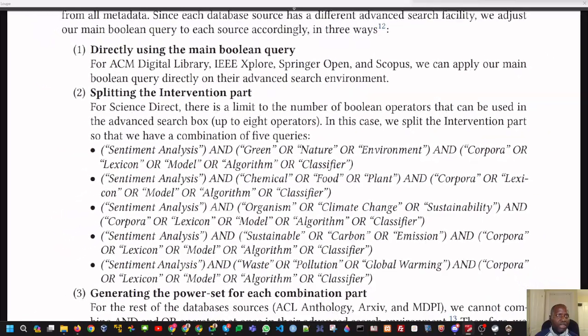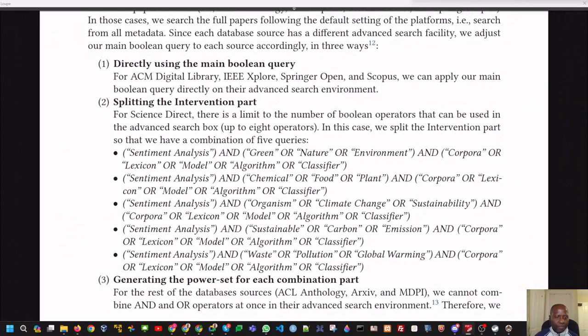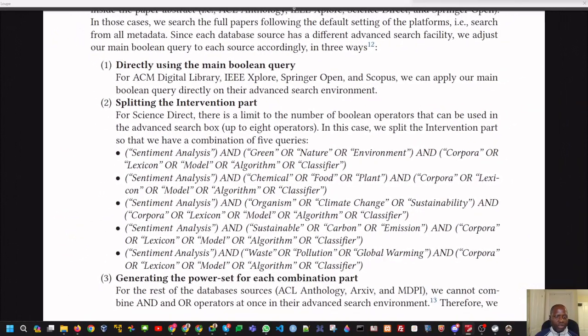Notice also that the AND operators are very important. Right. It is also possible to run your query across some of these other databases, just to make sure that you don't miss out on a very important paper.